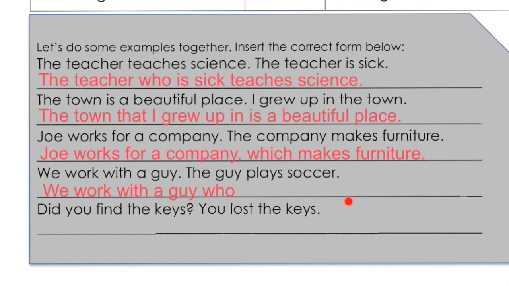How do we finish the sentence? Do you need guy, the guy? Nope, because we have who. So let's finish it. You should be thinking, plays soccer. Our final sentence reads, we work with a guy who plays soccer. And here we connected plays soccer to the guy with who. Let's look at the last one.